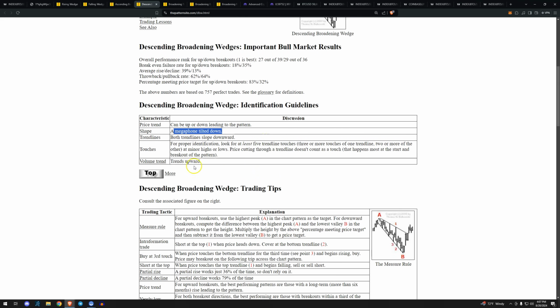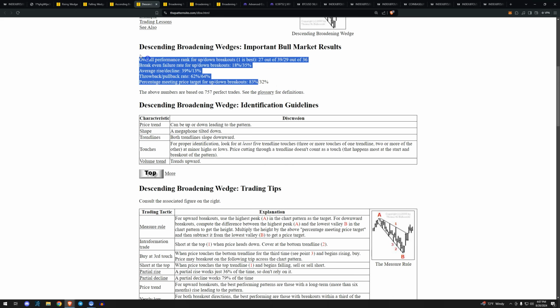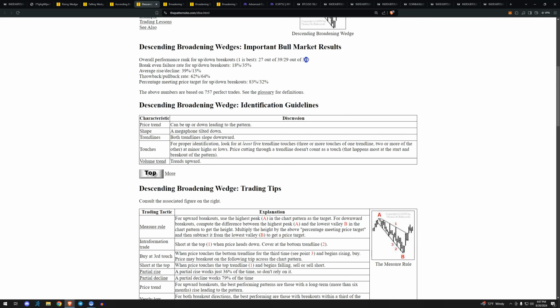We can look at how this breaks up. Can be up or down. Okay, great, thank you. Average rise, average decline, throwback, pull out, right? He's got all this data here, and he tells you right off the top that it is a low ranking pattern as far as probabilities. So that should automatically get your alarm bells ringing that, hey, I don't want to go full bore on this thing until I'm sure. I don't want to size up. I don't want to leverage up. I'm just going to wait.